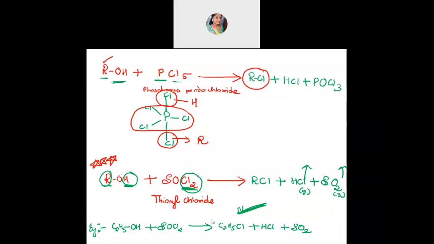Copy this down, and mark it as very important. With thionyl chloride, even an exam question can be asked like this: when alcohol is made to react with thionyl chloride, what is the product formed? And write the equation for that reaction. Yes, over. This much is done, students.